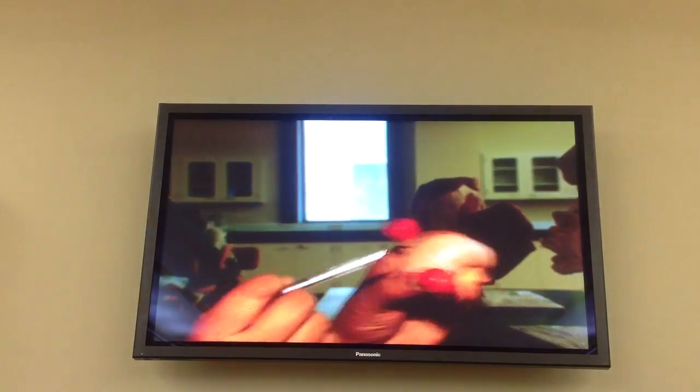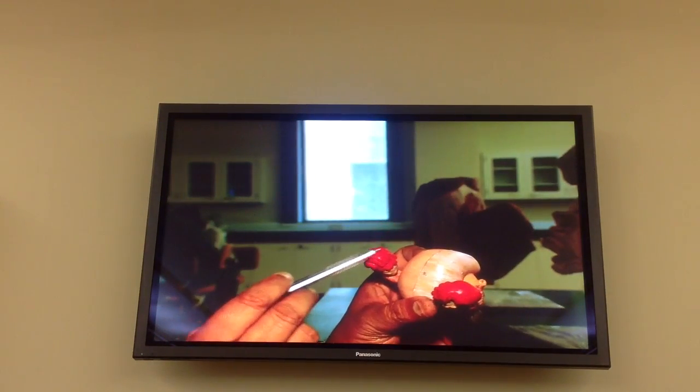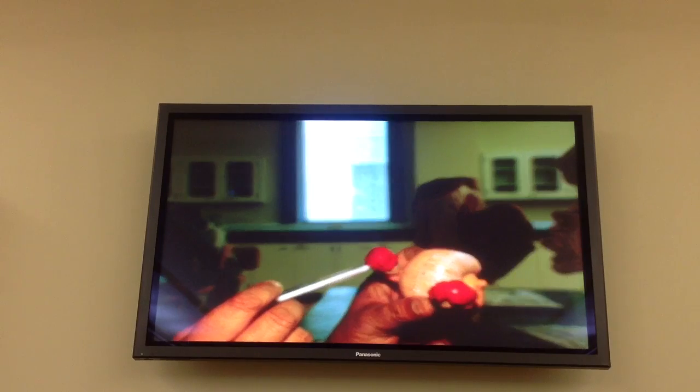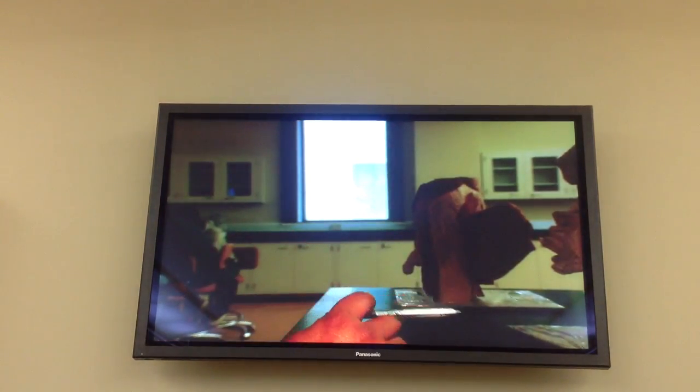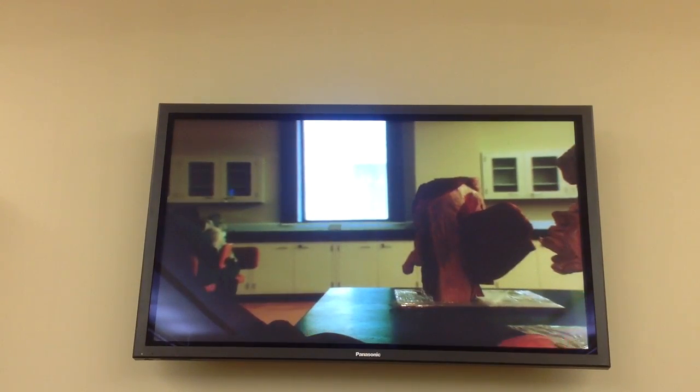This is, you see, this is the fimbriae of the fallopian tube. Fimbriae of the fallopian tube. Okay? Same specimen.